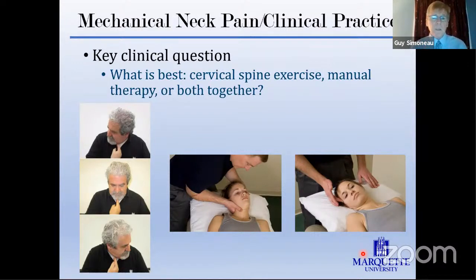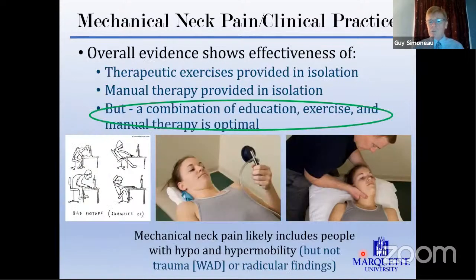So some questions that are asked is a key clinical question here. What is best? Exercise, manual therapy, or both together. And there have been literature reviews on this that show that if you just do therapeutic exercise because you're not very skilled with manual therapy, you're probably going to be okay. It's probably going to be useful for your patient. If you have patients who don't like to do exercise, and basically they come in, you do your manual therapy, you know they're not going to do any of their exercises, it's also probably going to be okay. You're probably going to be fine and get some success with that. But clearly the combination of education, exercise, and manual therapy is best if you can do that.